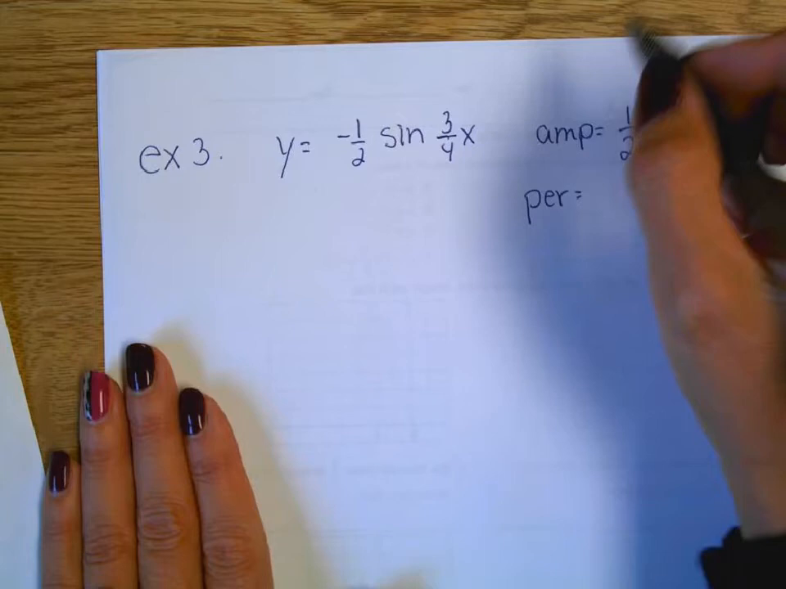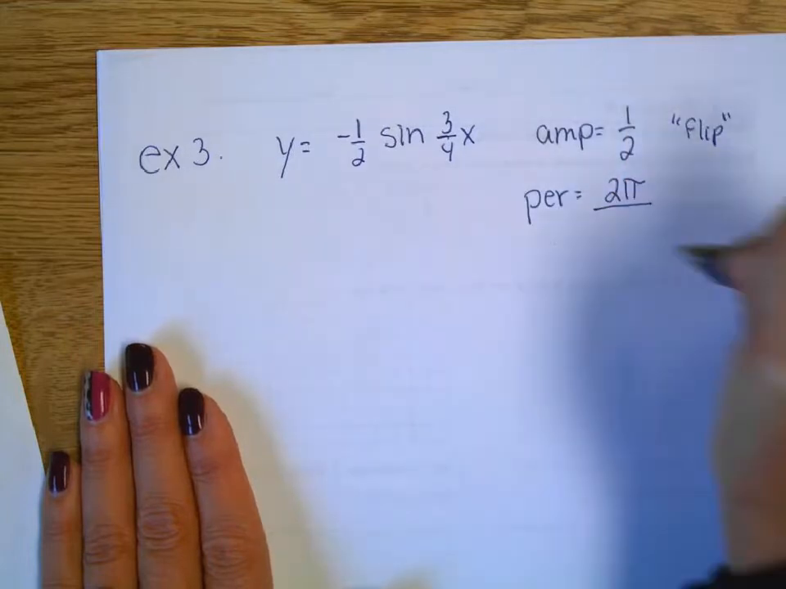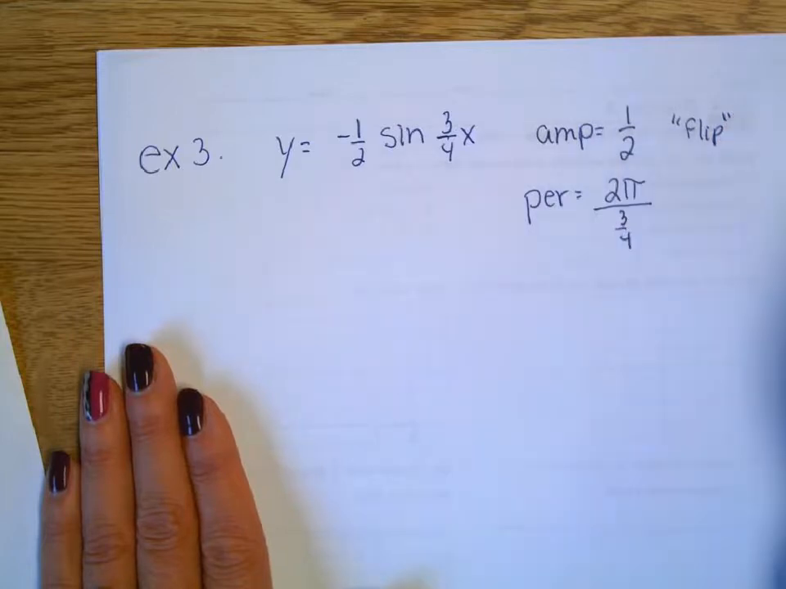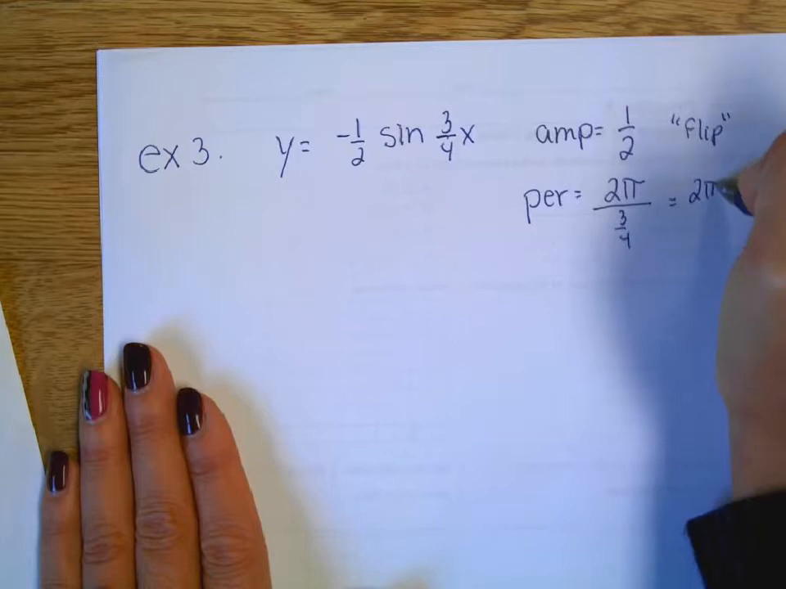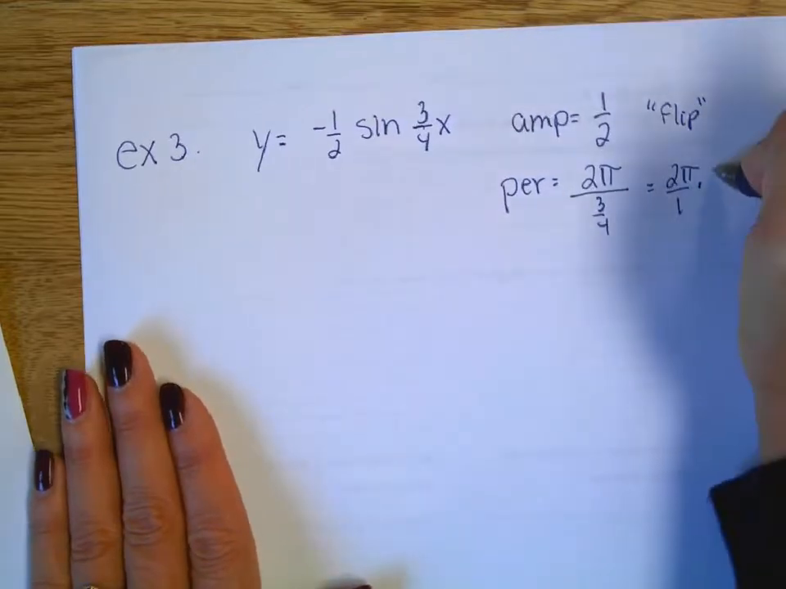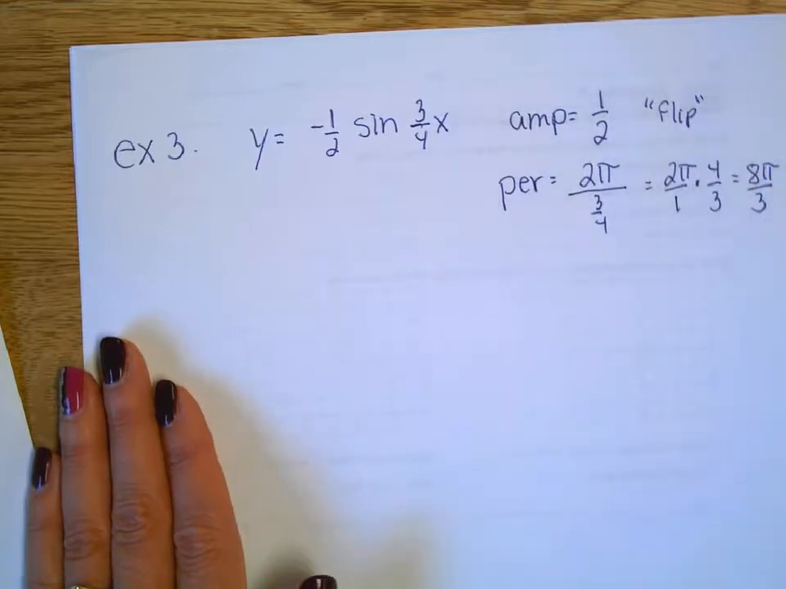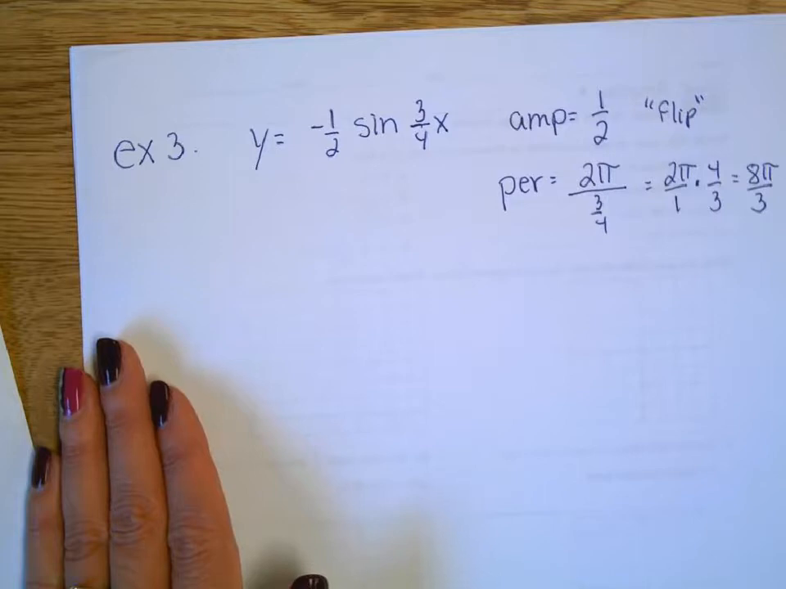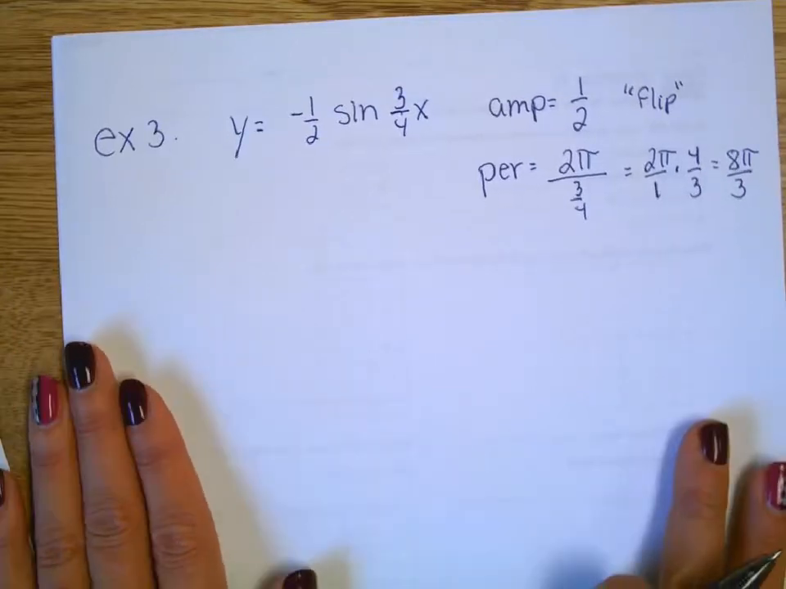Okay. Period is 2 pi divided by what? 3/4. So I will make that 2 pi over 1 and multiply by 4 over 3. Oh, this is a nice fraction. What do we get? 8 pi over 3. So we lengthened it out a little bit. That's over 2 pi. Stretched it out just a hair. All right, here we go.